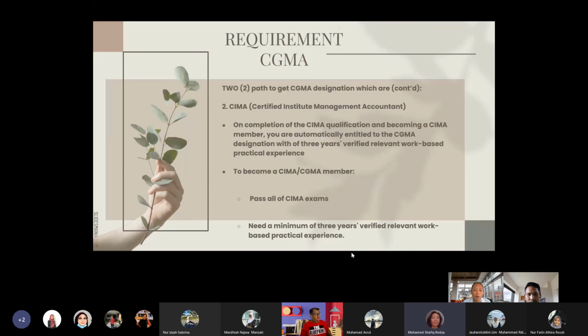Not just that, to get from the AICPA, you need to get the CIMA, the Chartered Institute of Management Accountants. On completion of the CIMA qualification and becoming a CIMA member, you are automatically entitled to the CGMA designation within 3 years of verified relevant work-based practical experience. So if you have your own CIMA, you need to pass all of it, and then you need 3 years of verified relevant work-based practical experience to become a CGMA member or get a CGMA designation. Next.